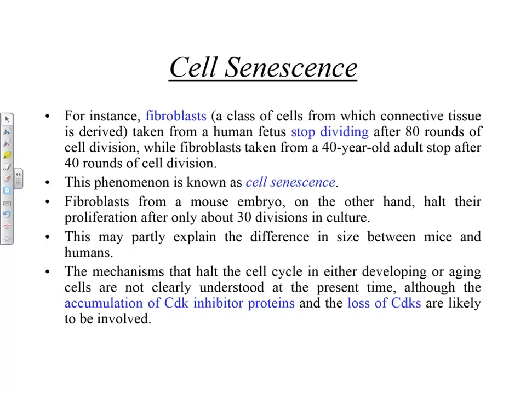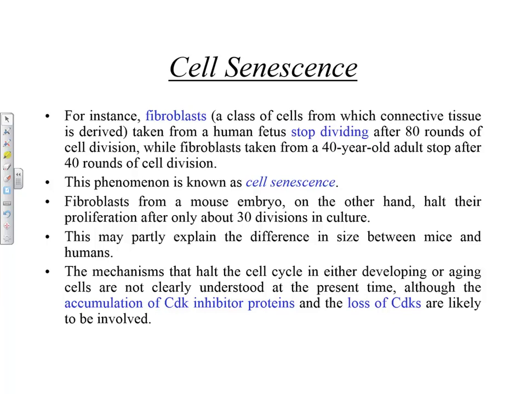So there is a difference between being a small child and being an adult. The number of times that your cells have left to divide also goes down. This phenomenon is known as cell senescence. So it's not just you that's growing old, it's even your cells that are growing old. Another example is fibroblasts taken from a mouse embryo, which will halt their proliferation after only about 30 divisions in culture. So the human one is doing 80 rounds of division. And this may partly explain the difference in size between mice and humans, because the human ones divide many, many more times.